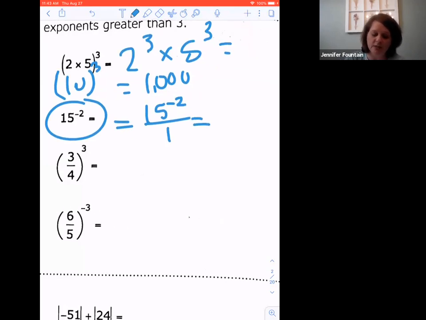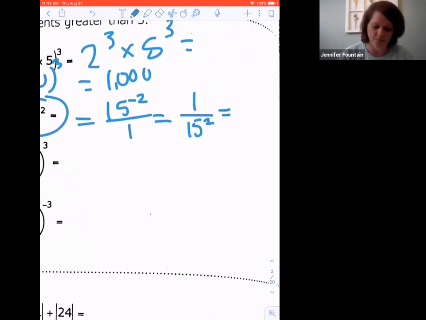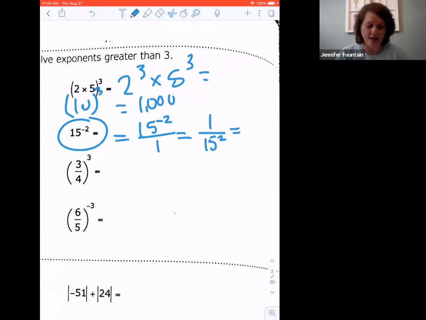So to make that negative 2 exponent positive, I've got to flip it. Now my exponent has become positive, but it stayed with the 15 and it moved to the denominator. So now I've got to do 15 squared. I'm going to pull out my calculator for that one because I have not memorized it. I multiply 15 times 15, and that is 225.